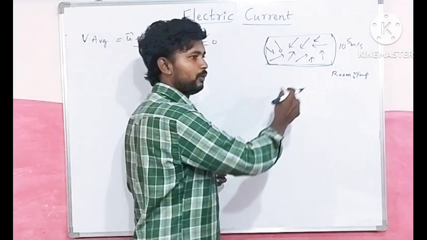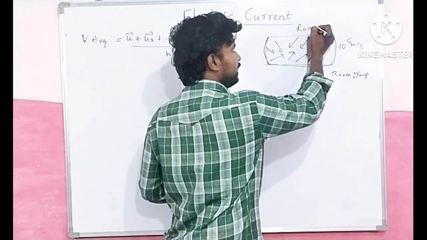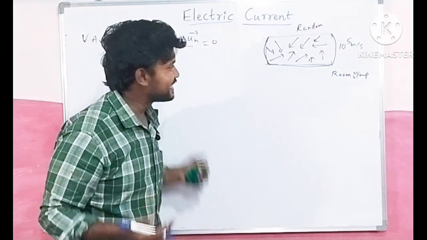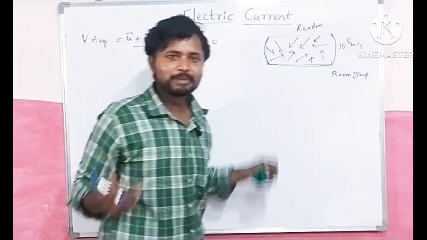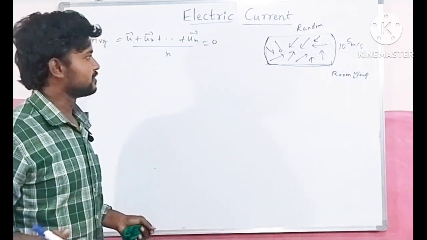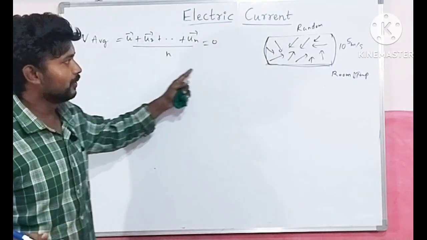So when the conductor is open, the electrons are moving randomly with a speed of 10 power 5 meter per second due to the thermal energy between the atoms and electrons. So the average thermal velocity is equal to 0.